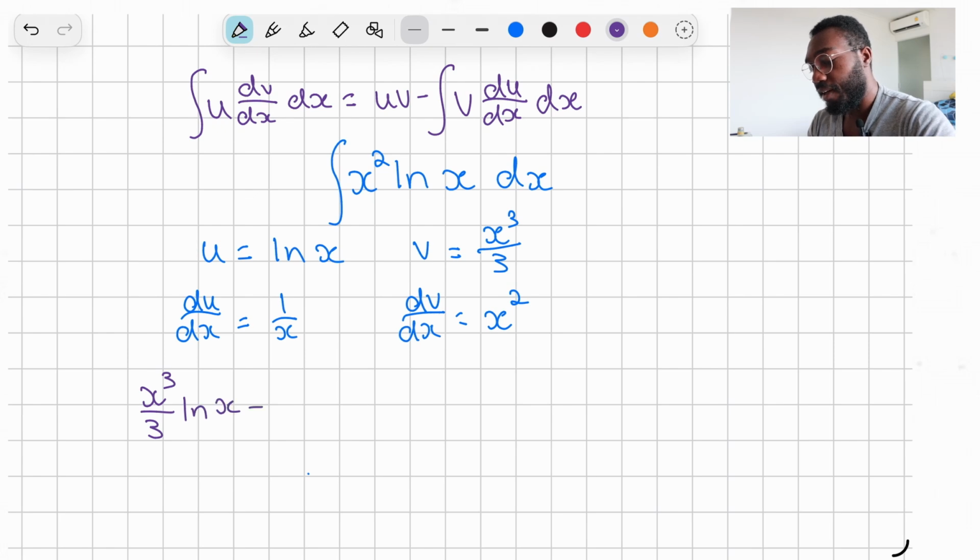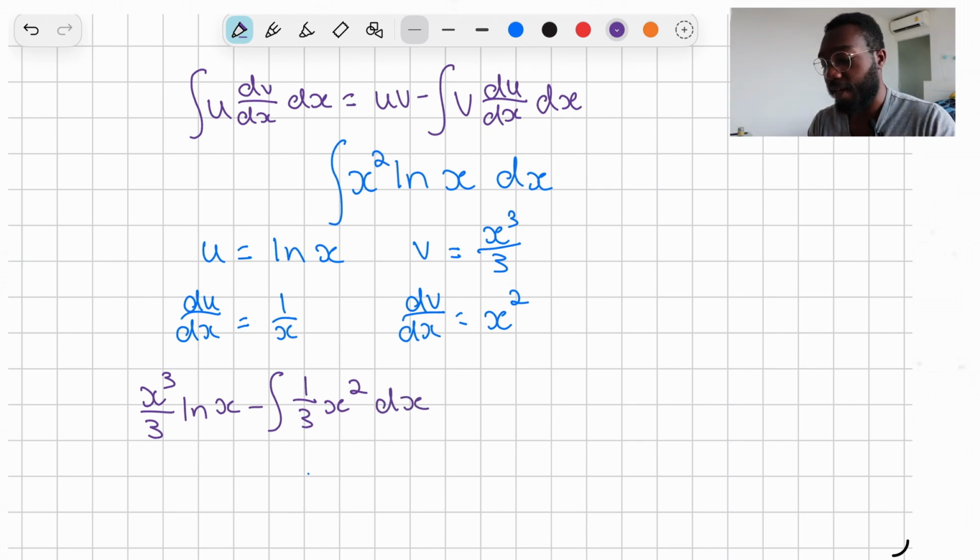That would be minus the integral of v times du over dx. In this case, that will be a x to the power 3 over 3 times that 1 over x. That would give us a 1 over 3 x squared, okay? And then we want to integrate that now with respect to x.